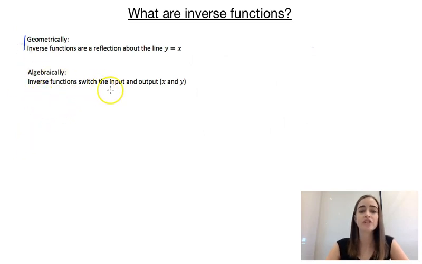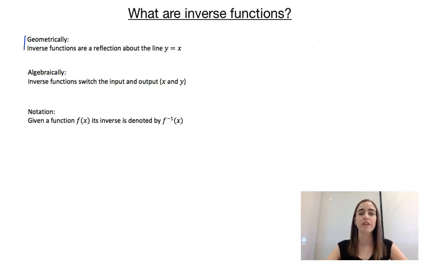Algebraically, inverse functions switch the input and the output values. So they switch the x and the y. The numbers that were our x values become our y values and vice versa. We also need to look at the notation used for inverse functions. If our original function is f of x, then its inverse is denoted like this: f inverse of x, or f of x inverse. Now we have used that notation before.